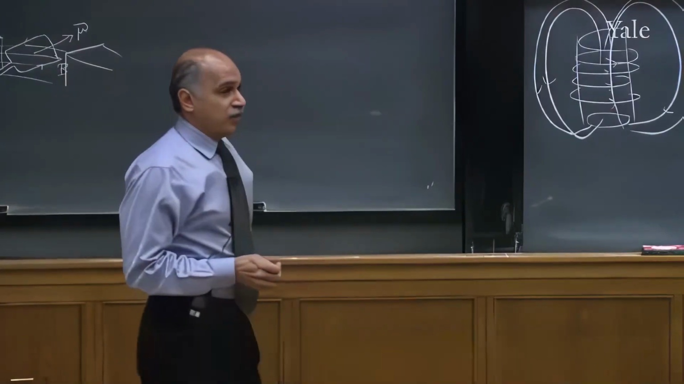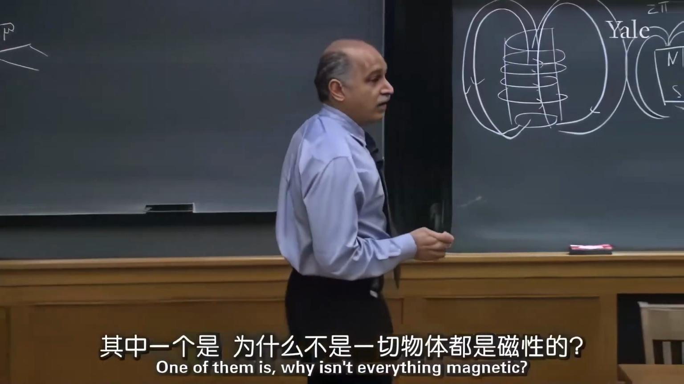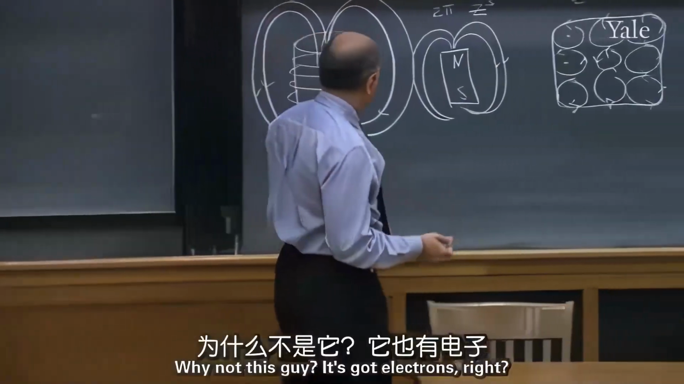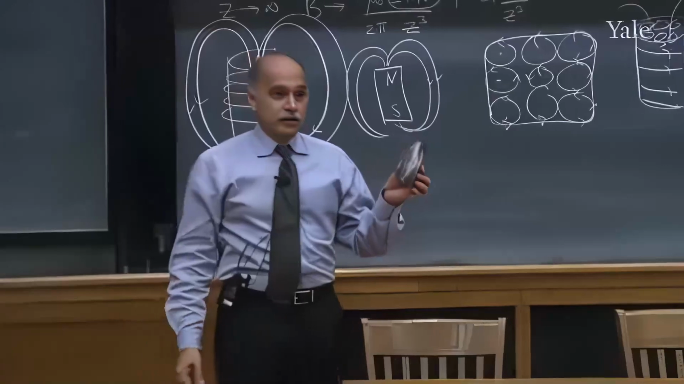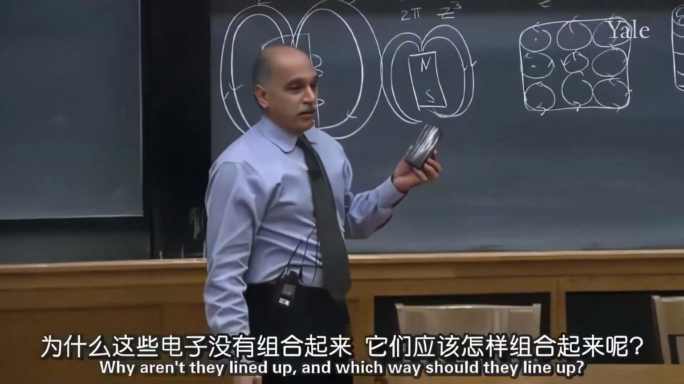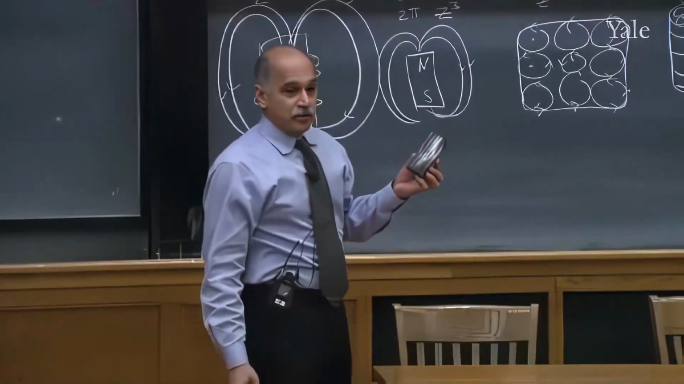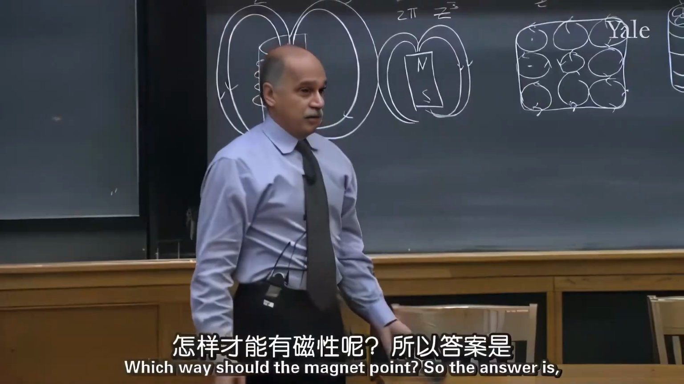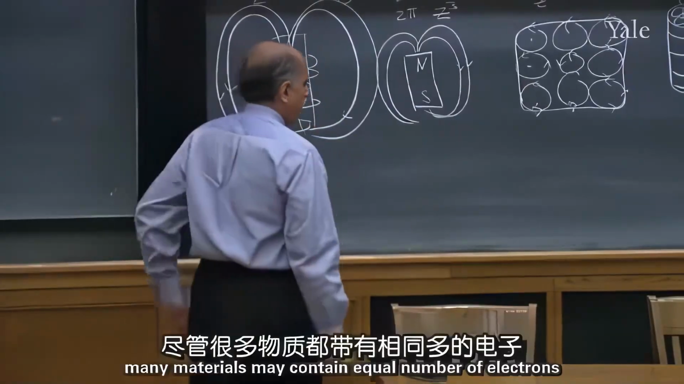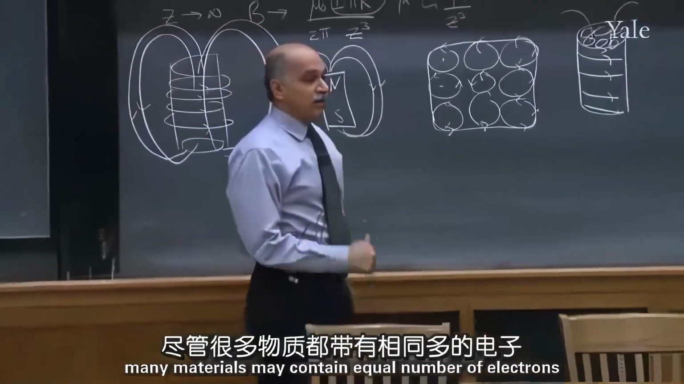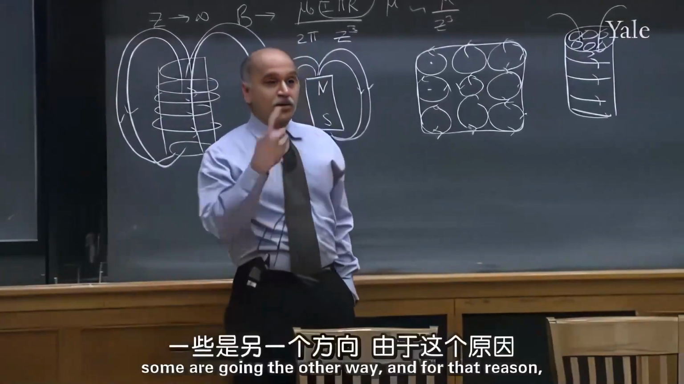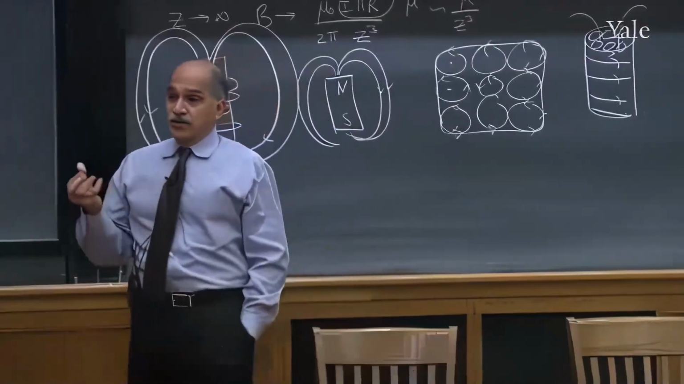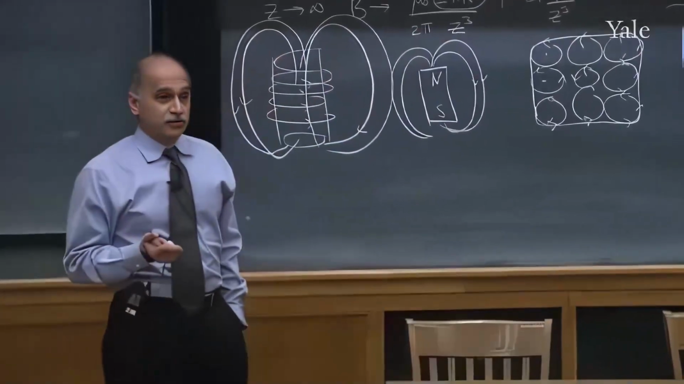There are some questions. One of them is, why isn't everything magnetic? Why not this guy? It's got electrons, right? Why aren't they lined up? And which way should they line up? Which way should the magnet point? So the answer is that many materials may contain an equal number of electrons going in opposite directions, so that some are going one way, some are going the other way. And for that reason, each atom may cancel itself out.